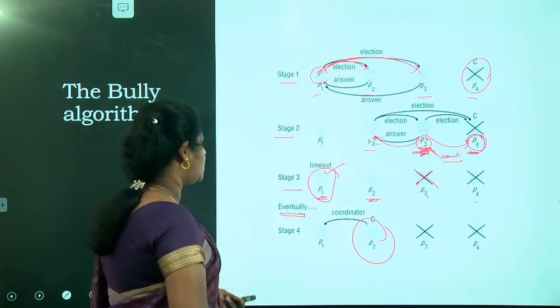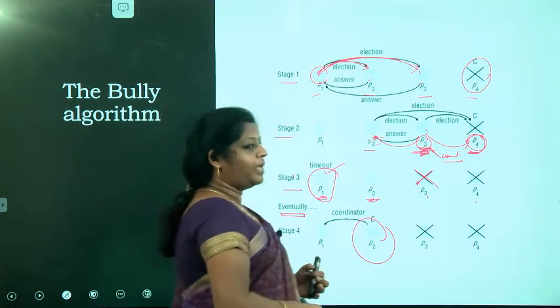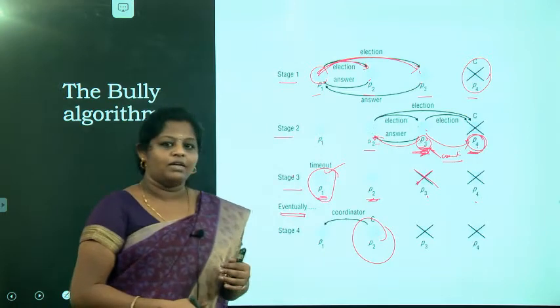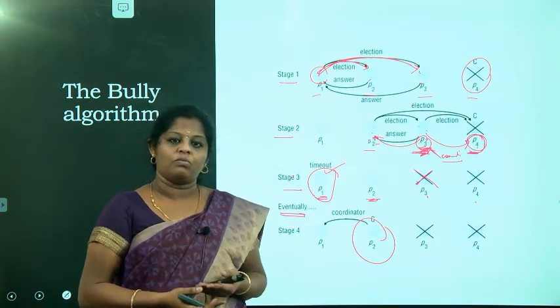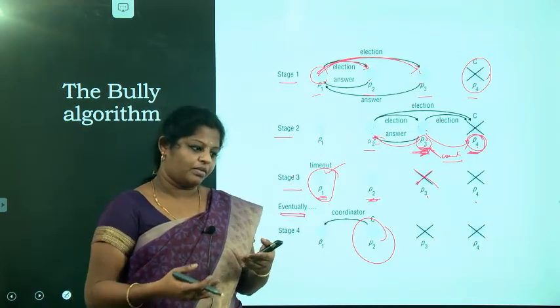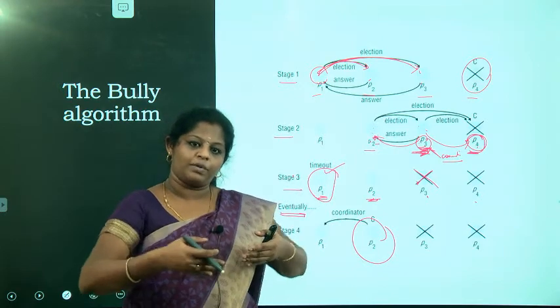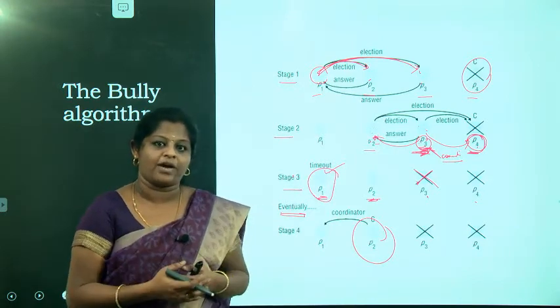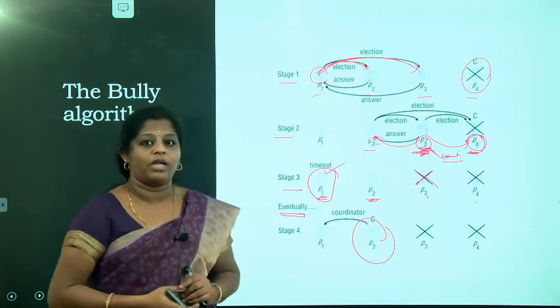So this is the Bully algorithm. What do you mean by Bully? If simultaneously more than one process wants to become a participant, they are going to fight. That is why it is called the Bully algorithm.